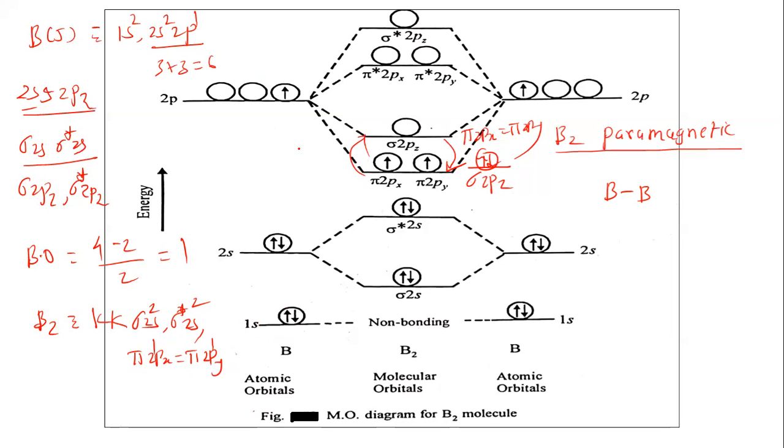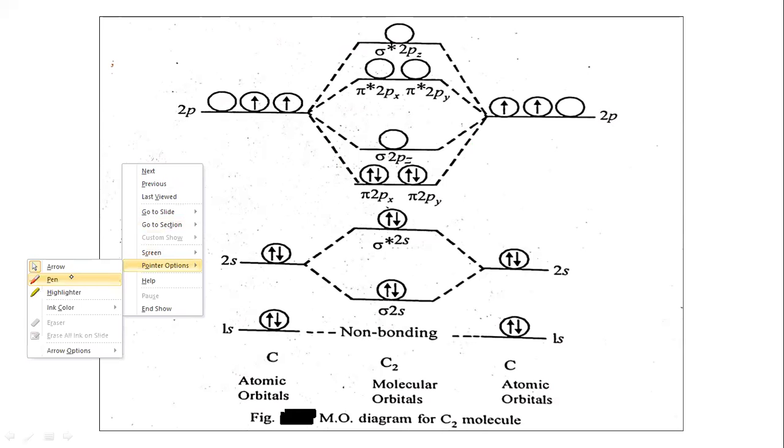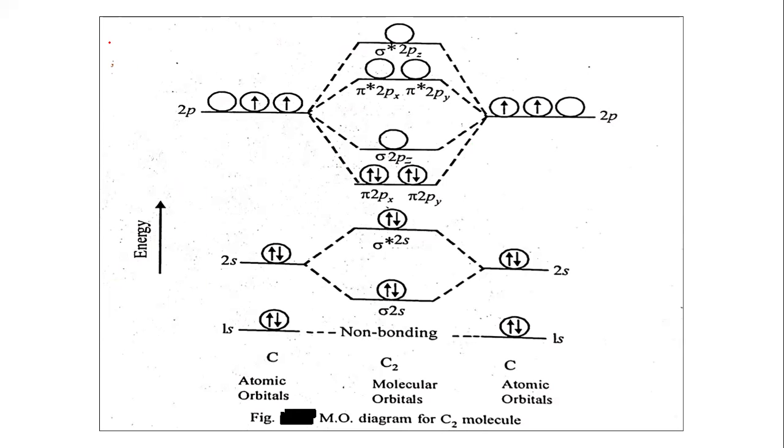Now let us see the next molecule, the carbon molecule. Okay, so this is the MO diagram of the carbon molecule. Now we know that the atomic number of carbon is 6. So let us write here the electronic configuration of the carbon atom. 1s2, 2s2, 2p2. So there are a total of 12 electrons in the carbon molecule.